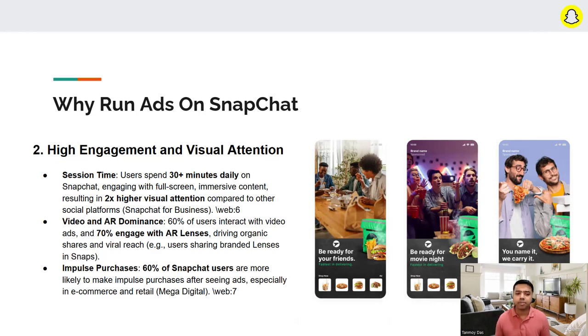Impulse purchases happen as well, because 60% of the Snapchat users are more likely to make impulse buys after seeing certain ads. So businesses like e-commerce and retail really benefit from such kind of advertisements which they can do.